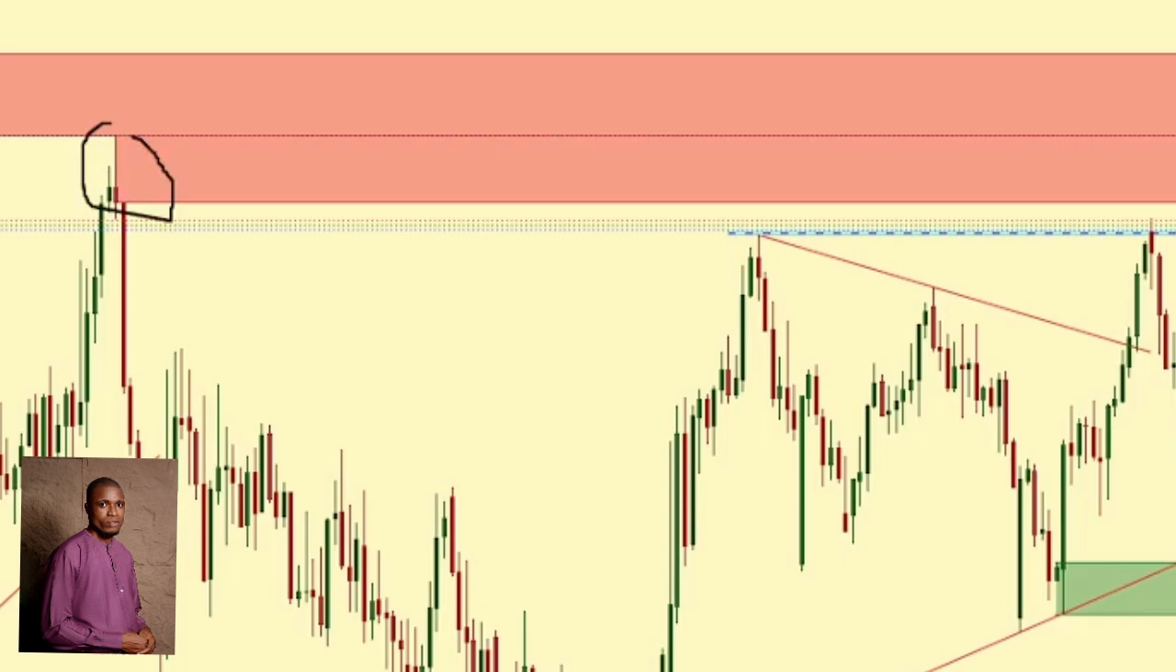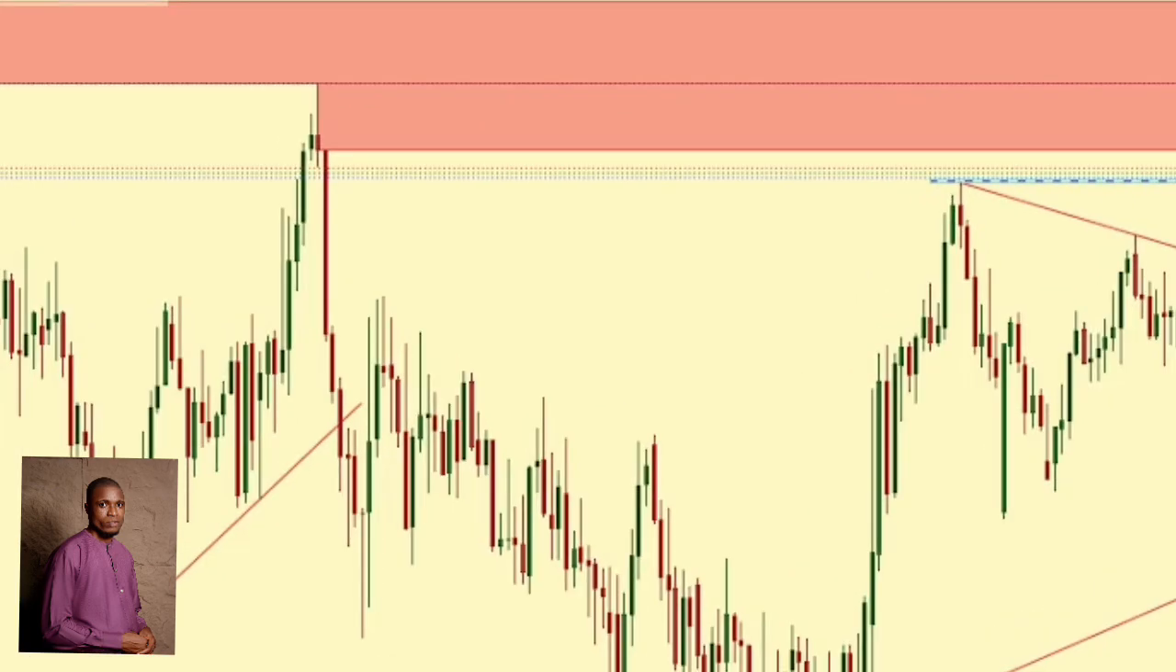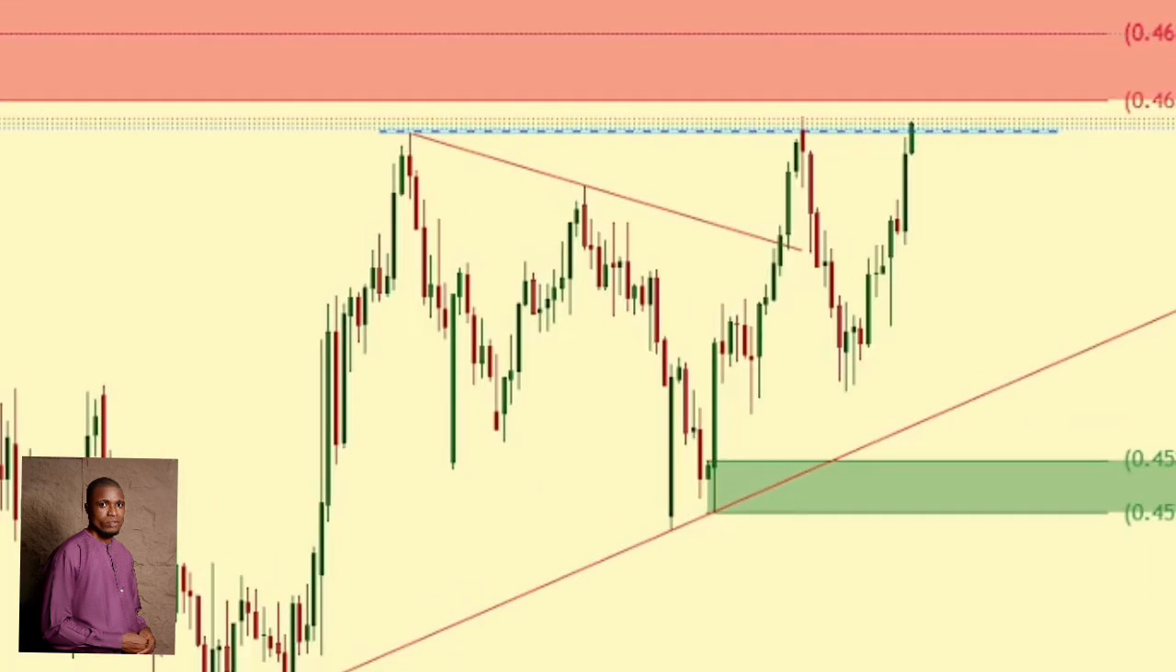This supply zone is sitting on top of an older zone that price has already reacted from before. That alone reduces the strength of the zone. So now we have a weak demand zone and a questionable supply zone. This is not a clean, high confidence setup.